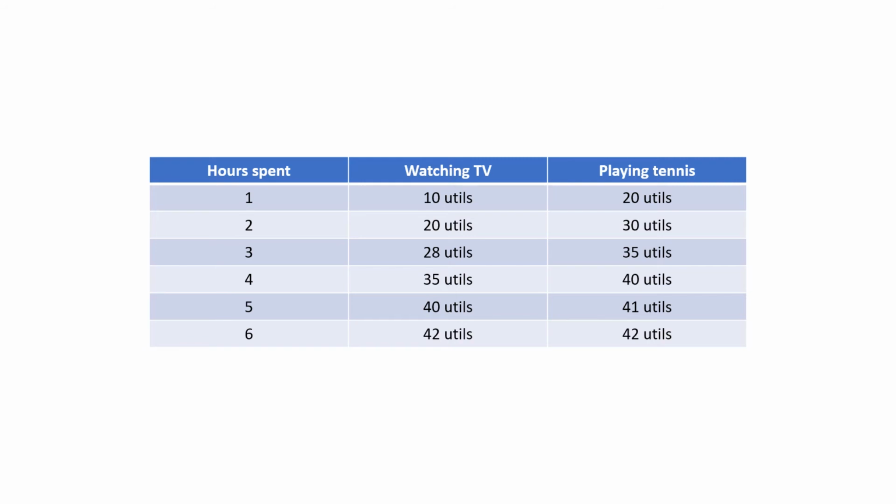But what is the opportunity cost of that decision? If you choose to spend the 6th hour watching TV, that means that you can't also spend that 6th hour playing tennis, which means that you lose out on 5 units of satisfaction that you would have gained from playing the 4th hour of tennis. So the opportunity cost of spending an extra hour watching TV is 5 fewer units of utility that you would have gained from spending the same time playing tennis.